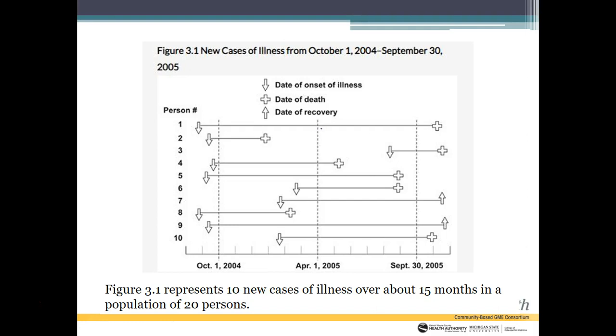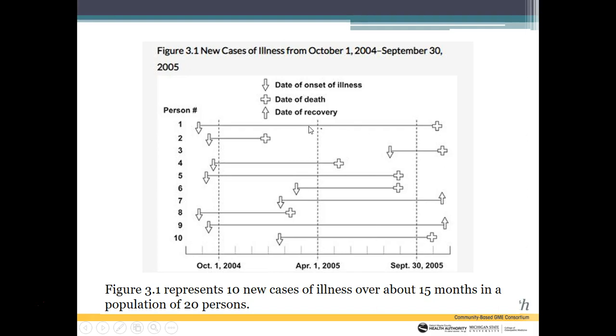All right, so this looks like a complicated slide, but it's just an image created by the CDC, looking at 10 new cases of illness over about 15 months in a population of 20 persons. So from this, let's see what we can figure out. First, let's talk about point prevalence. Now remember, point prevalence is a specific time. So we're going to say, what was the point prevalence on April 1st, 2005? When you take a look at these charts, you'll see the arrow down is the date of onset of illness, pluses are the date of death, and arrow ups are date of recovery.